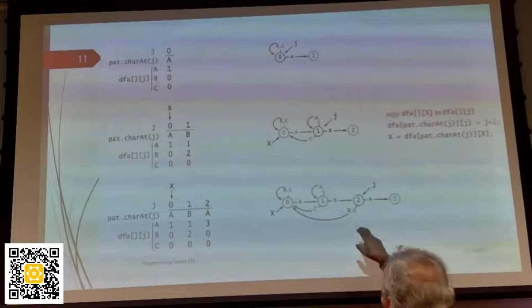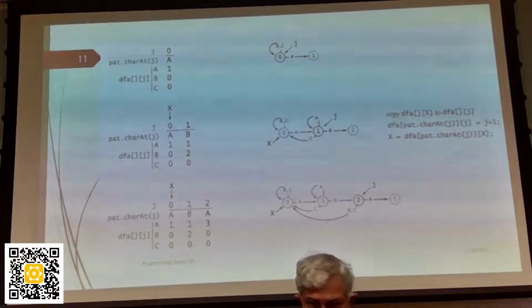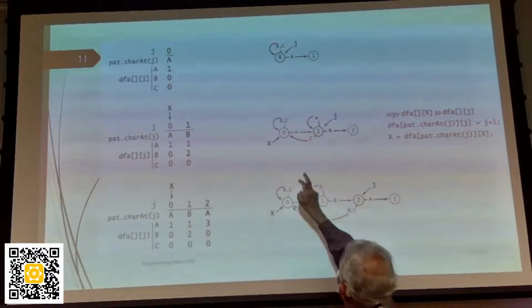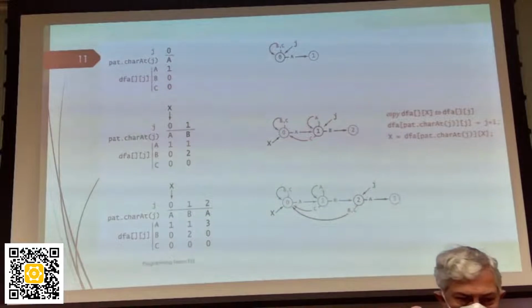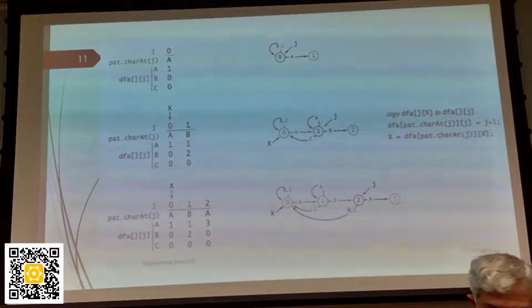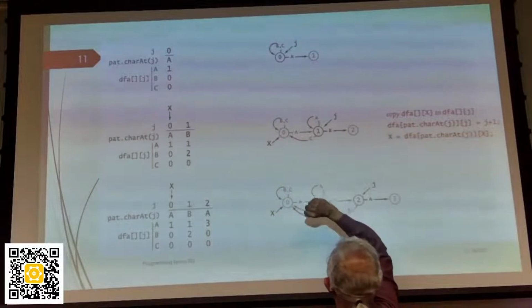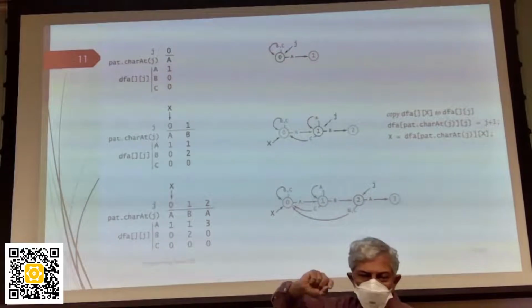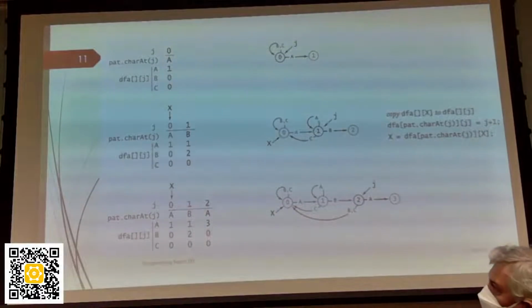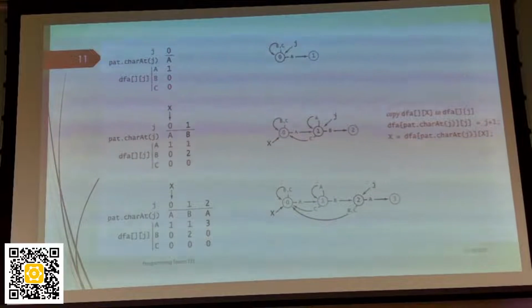So what happens in state 1? I know that the second character is a B in the pattern. So a B will take me to state 2. Everything else, I have to kind of figure out where to go. Over here, if you see an A, it stays there. If you see a C, it goes back to 0. Now, how you figure that out is part of the magic.